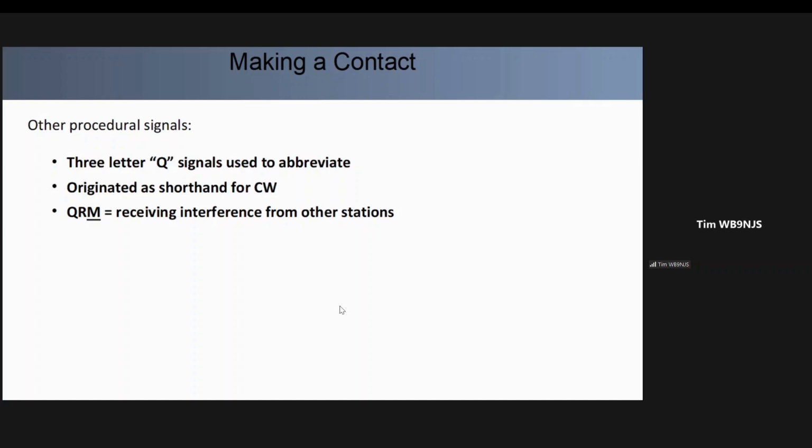The other Q signal that might appear on the exam, QSY, changing frequency. I'm going to QSY to countywide, WB9NJS, telling folks I'm changing frequency. QRM, QSY, only two that are on the test, although there's a whole list of them.